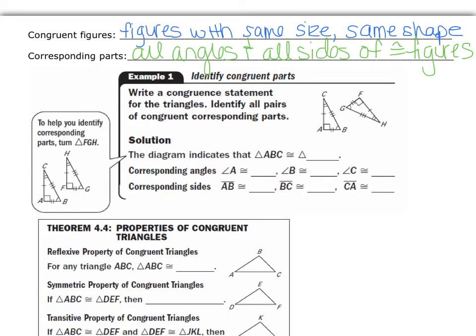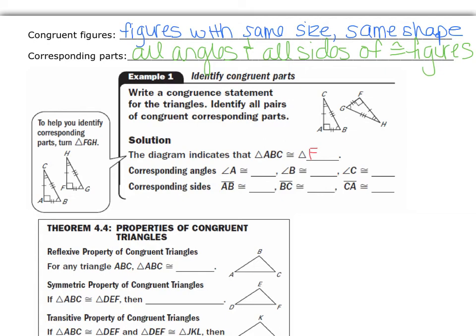So if we look at example 1, we're going to identify the congruent parts. So write a congruent statement for all the triangles. Identify all the pairs of congruent corresponding parts. So the diagram indicates that triangle ABC is congruent to. Now remember when we talked about congruent things, this is where the order matters. So they started off with angle A. So you can see here, it kind of helps if you turn things the same direction, because then you can see, okay, that A corresponds to F. So your next statement when you name that triangle has to start with F, because A aligns with F.